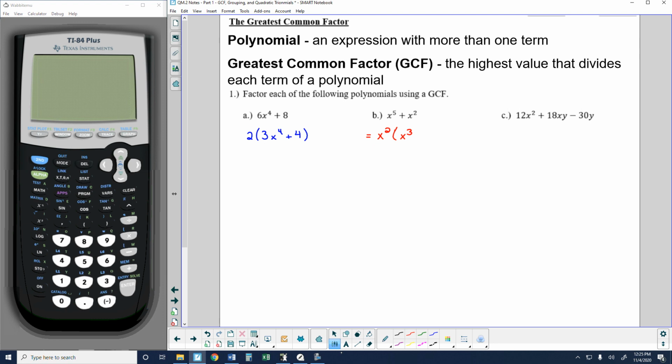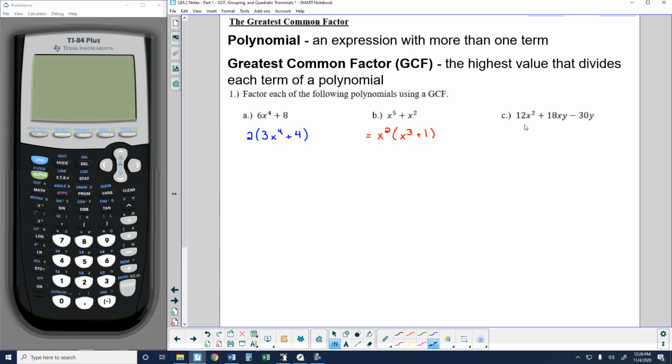If I'm factoring out an x squared from x squared, I'm left with 1. So the GCF for those two terms would be x squared, and what I would have remaining would be x cubed plus 1. Let's look at C.